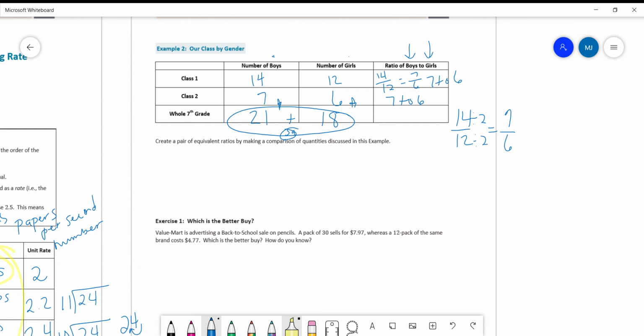Create a pair of equivalent ratios by making a comparison of quantities discussed in this example. And so we've talked about several of those that we could do. We could do boys to total students. And so if we do just boys all together, that would be 21, and total students would be 39. If we did boys in a particular class, we would just simply write that number over 39 if we wanted to compare it to 39 total students.